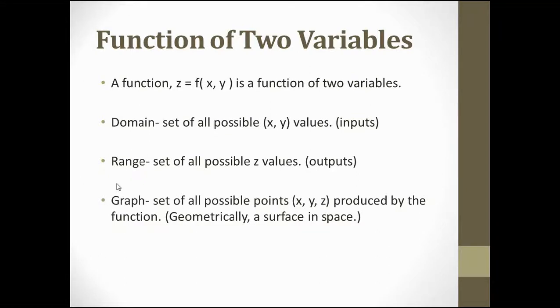It just means that it's a function that can be represented in this form, z equals f(x, y). And what about the domain of this kind of function? Well, the domain is the set of all possible (x, y) values. And the range is the set of all possible z values. And the graph of this function is the set of all possible points (x, y, z) produced by the function. Or you could interpret it as a surface in space.